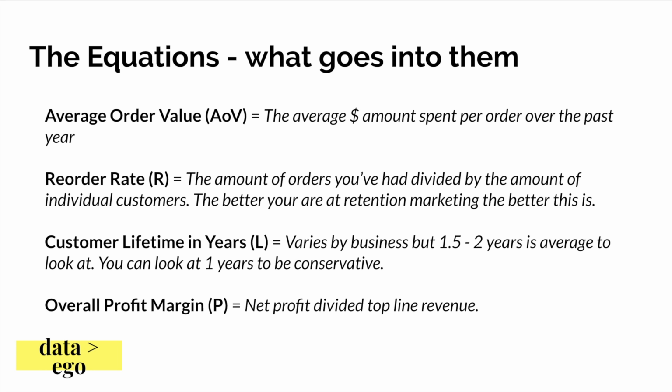Your reorder rate. That's a simple one. It's the number of orders you've had in the past year divided by the number of individual customers you've had in the past year. So say in the past year, you had 100,000 orders and 50,000 customers. That means your average reorder rate is 2. So the average customer ordered 2 times in that year.